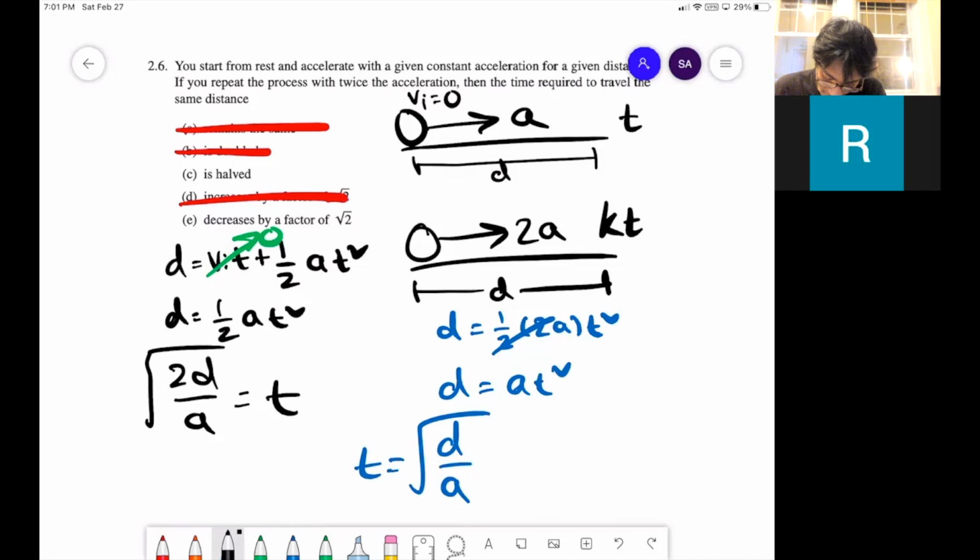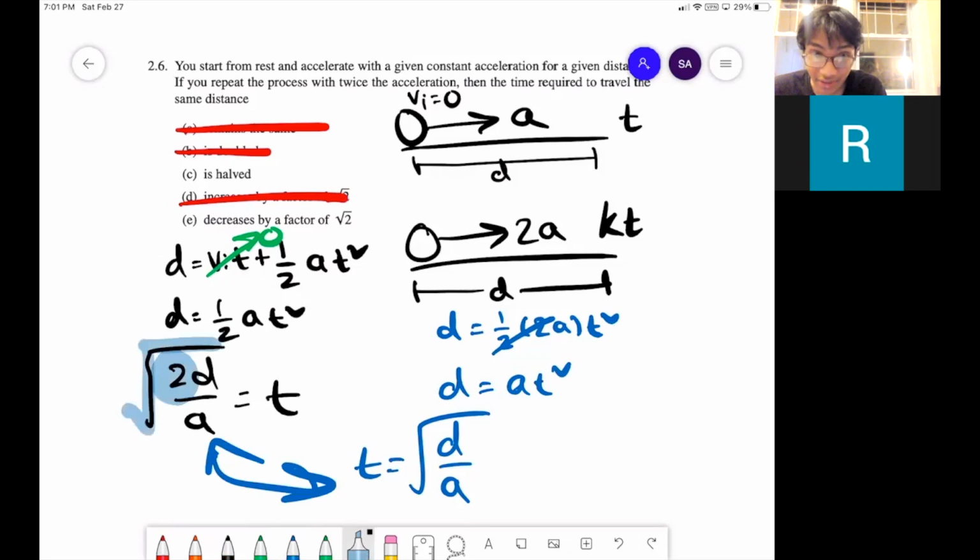So what do you notice is the difference between these two? Well, you see an extra factor. You see a factor of not 2, but square root of 2. So what's our answer? Our answer is going to be choice E.